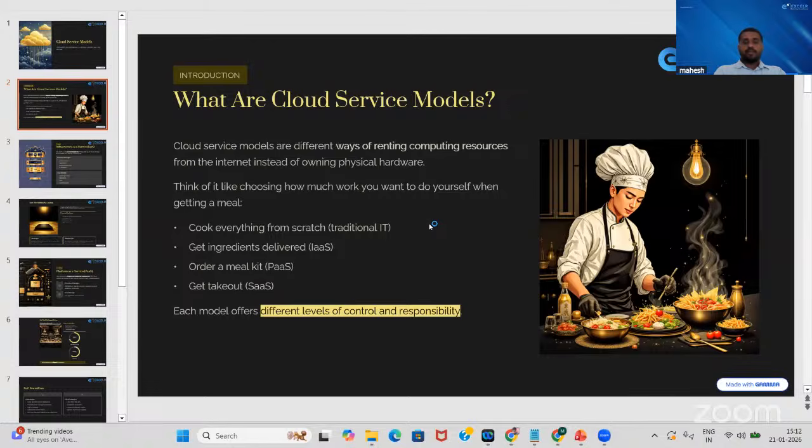Let us assume, with the help of this cooking example, that when you cook everything from your side, it becomes traditional IT, because you are arranging everything yourself and you are not depending upon the cloud provider for any sort of help. Somewhere you thought that you want to depend upon the cloud provider. So you have the entire setup, but you don't have ingredients to cook. In those cases, you will take the ingredients from the cloud provider.